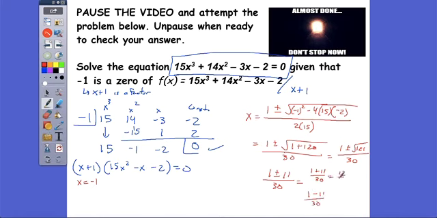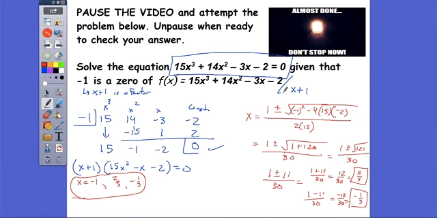So 12 over 30, which simplifies to, I could divide both of those by 6, so 2 over 5. So 2/5 is one answer. And the other, we got negative 10 over 30. Divide both by 10, we get negative 1/3. So our three solutions are x equals negative 1, 2/5, and negative 1/3. And those are our three solutions to this one.